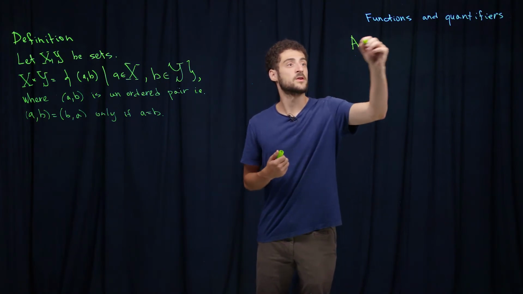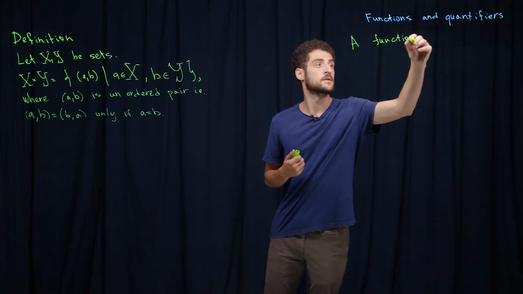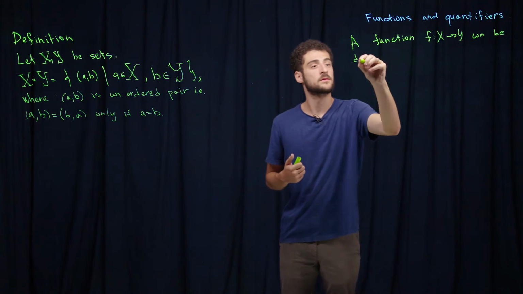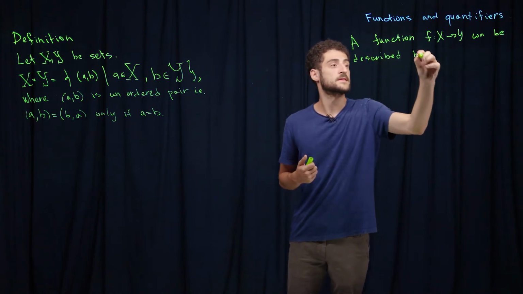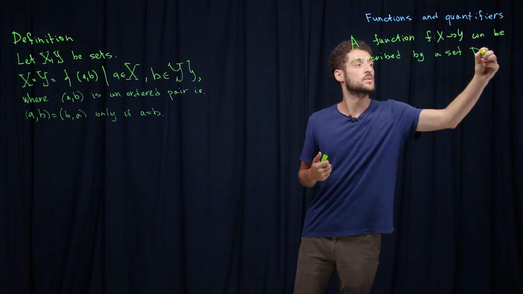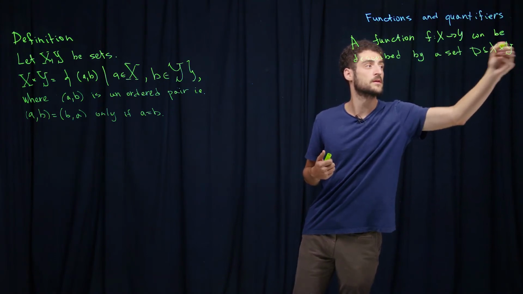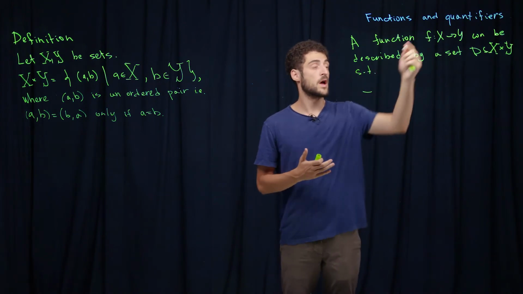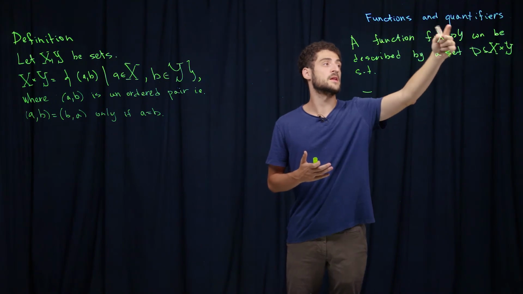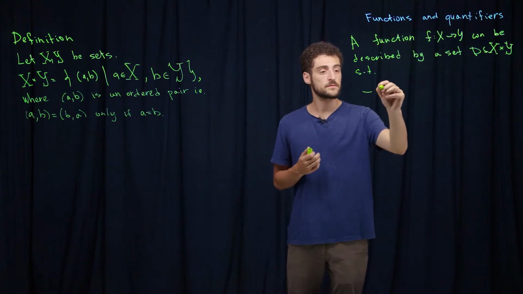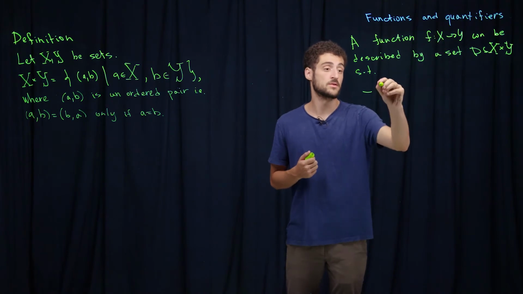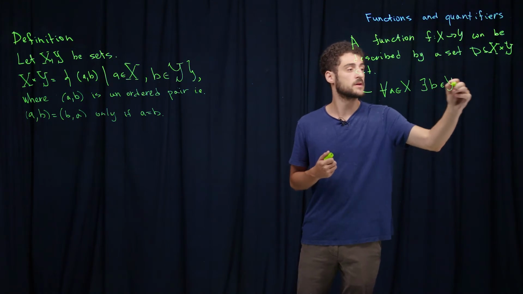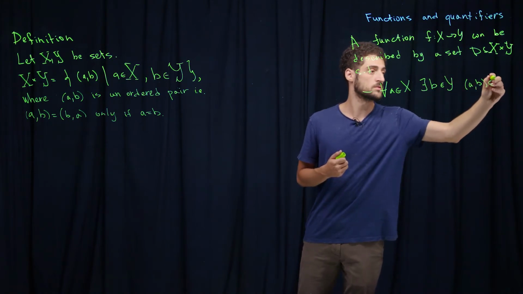For example, a function f from x to y can be described by a set D, which is a subset of the Cartesian product of x and y, such that the following constraints are true. The first constraint states that to every element of x, we assign a unique element of y. So the first constraint says that we assign something. So for every a from x, there is b from y, such that ab belongs to D.